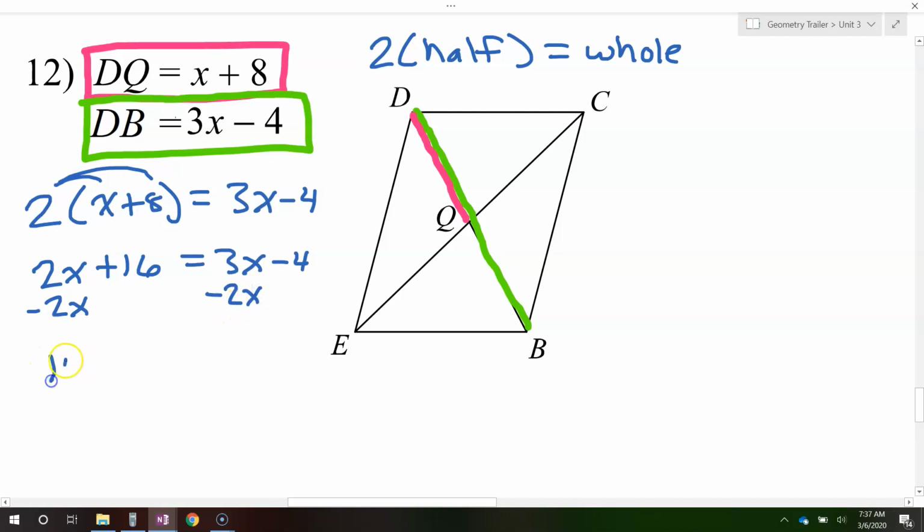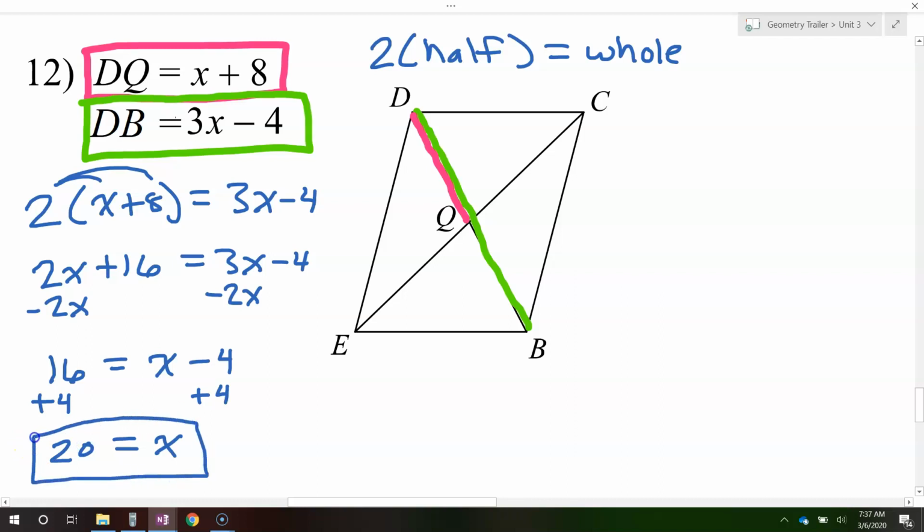So that will leave me with 16 is equal to x minus 4. And finally, we can add 4 to both sides. And that leaves us with x is equal to 20. So that's what you do when you have a half and a whole.